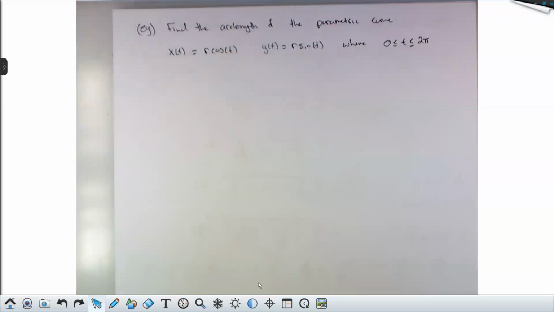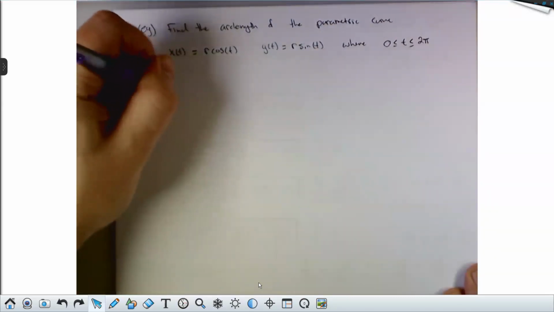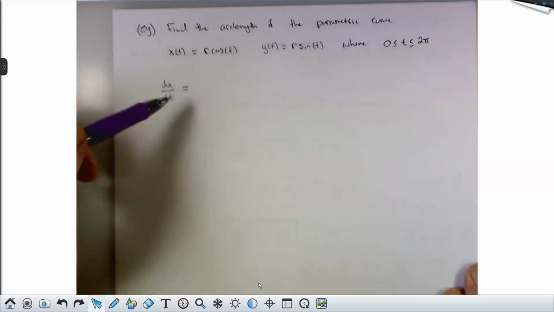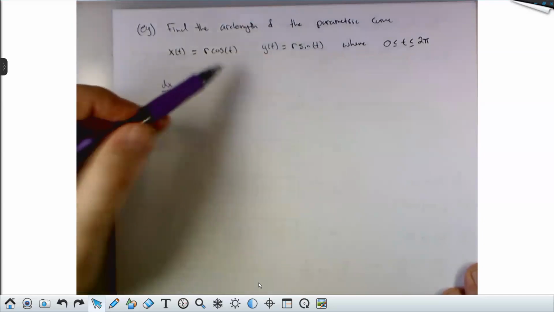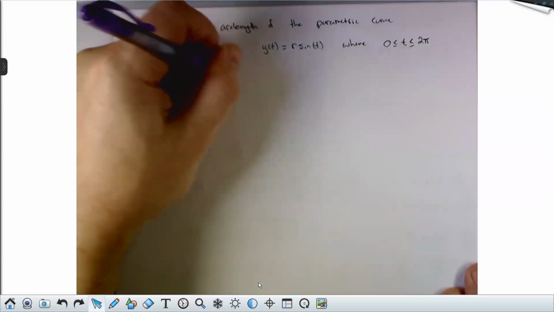Let's find the arc length of the parametric curve x of t equals r cos t, y of t equals r sine t, where t runs from 0 to 2 pi. To do this, I will use my formula, which involves dx dt. So if x of t is r cos t, then dx dt is the regular time derivative of that, which is negative r sine t.